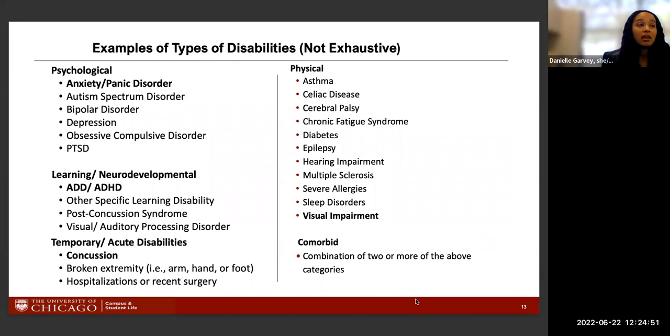These are some examples of disabilities and types of disabilities. So students may apply for accommodations for a psychological disability, a learning or neurodevelopmental disability. We also work with students who have temporary disabilities, most commonly, especially in the winter when there's a little bit of ice on the sidewalk, students may come to us to request services for concussions. And then we also work with students who have physical disabilities or more than one disability.